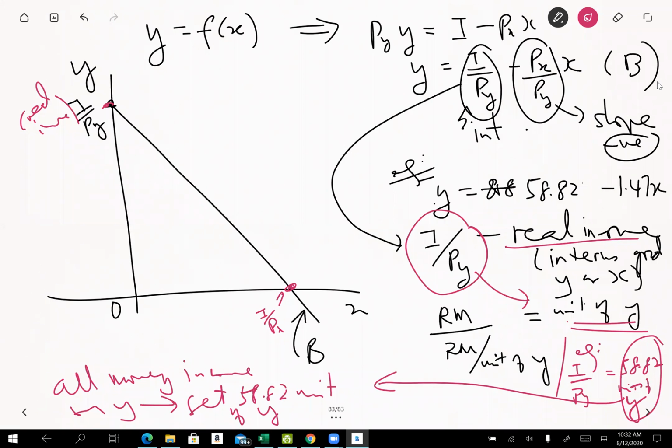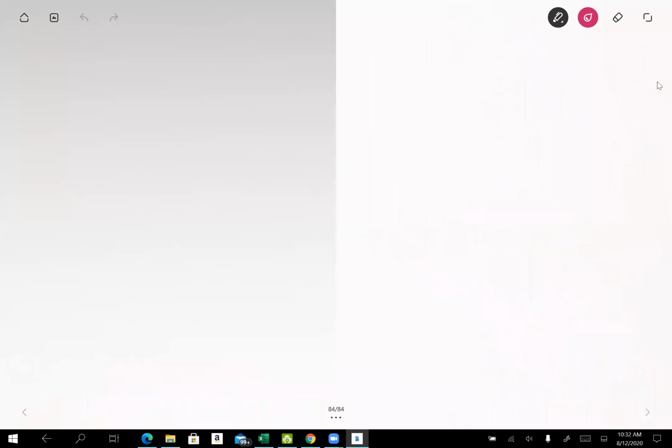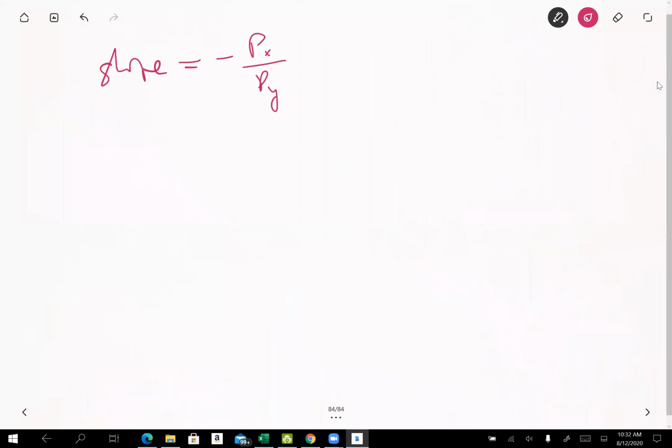Okay, that's real income. Now, what about Px over Py? And of course, there's a negative sign here. So that's the slope. Now, what is the slope? The slope is equal to negative Px over Py. Of course, sometimes you don't put the negative sign, but we know there is a negative sign there. Now, when you have a negative sign, that means there will be a trade-off.